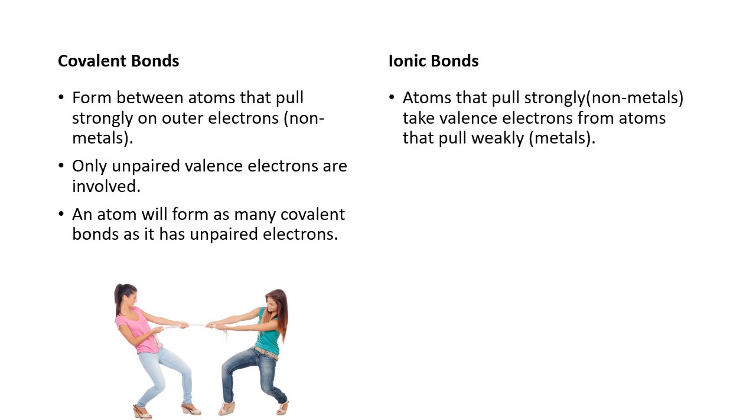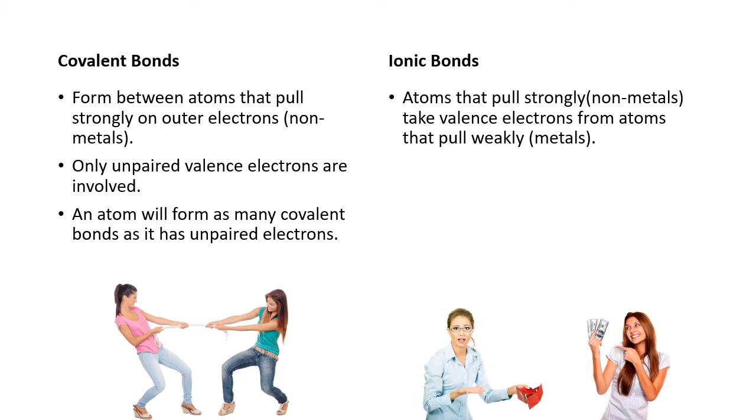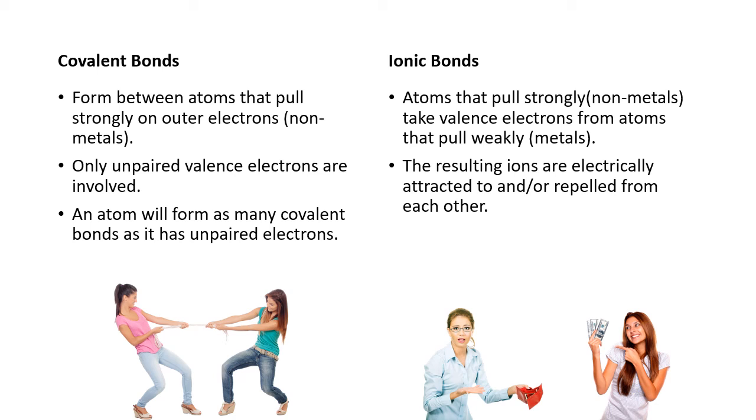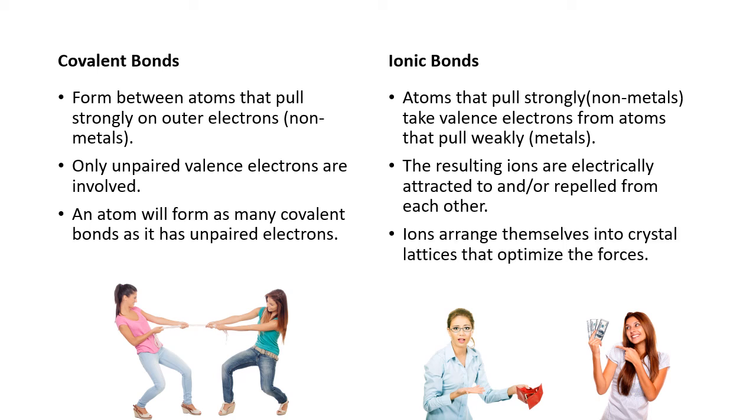An ionic bond occurs between atoms that pull strongly on their electrons, nonmetals, and atoms that pull weakly on their electrons, typically metals. The nonmetals succeed in taking electrons from the atoms. So we have two separate particles, but one has lost something, one has gained something. The resulting oppositely charged ions are then electrically attracted to each other. And this forms complex crystal lattice arrangements to optimize all the electrical attractions and repulsions. So there you have a brief summary of the two basic kinds of chemical bond.